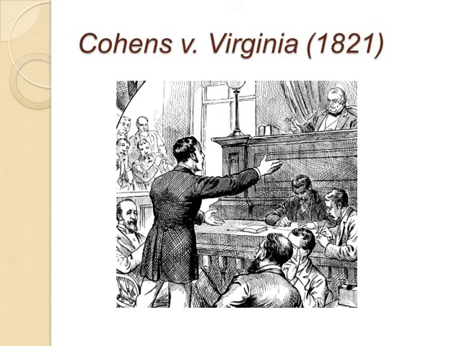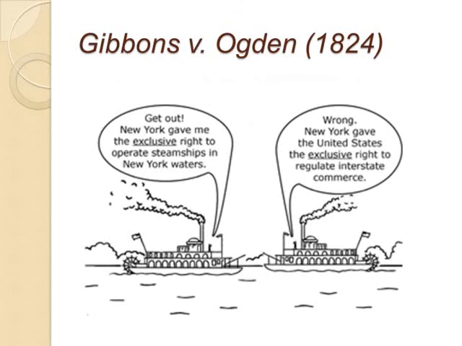Cohens v. Virginia. It's about lottery tickets. But the significance here is it said that the Supreme Court could review state Supreme Court decisions, which suggests what? That the Supreme Court is the final say. Cool. Gibbons v. Ogden, what may states not do? Regulate interstate commerce. States may not regulate interstate commerce, so take that, New York.